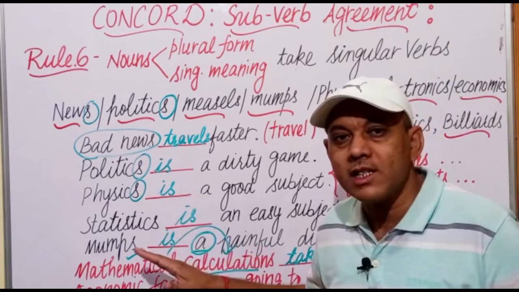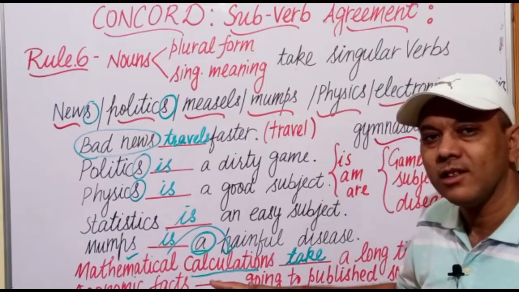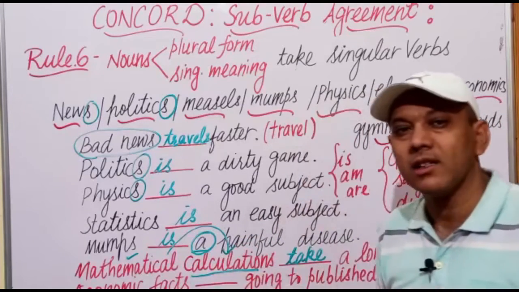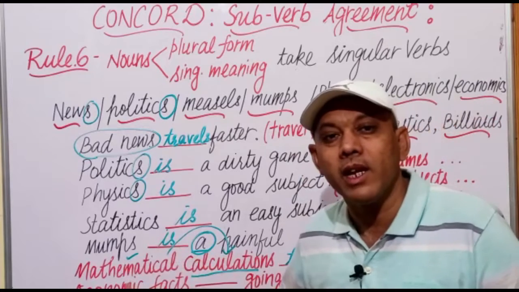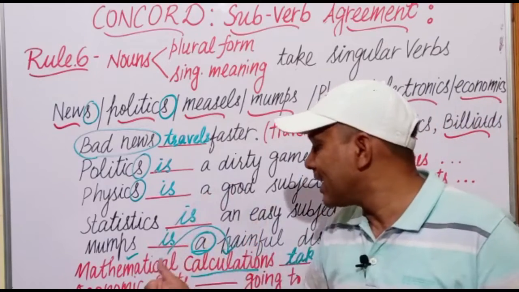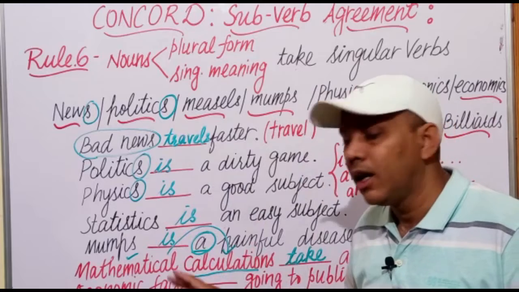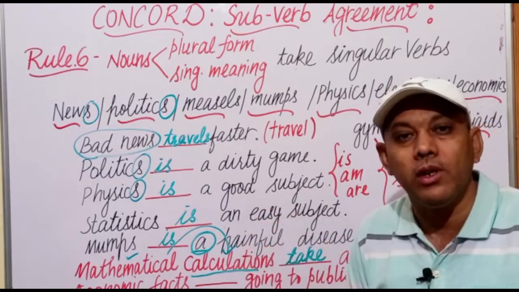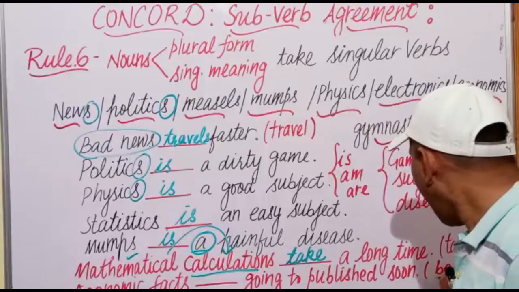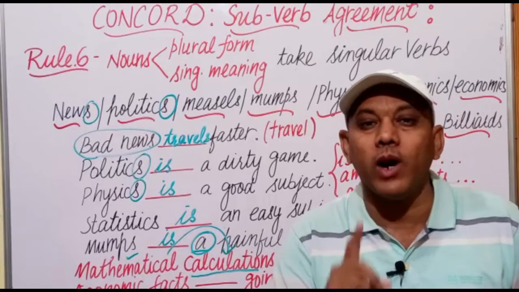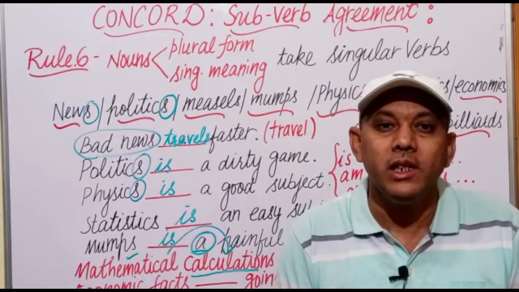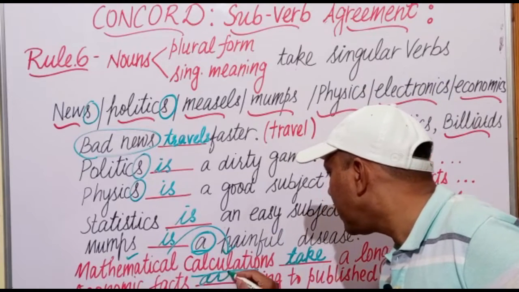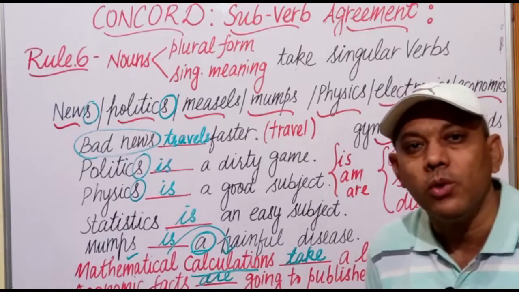Now, one more sentence is there, economic facts. Here facts is the true subject and the word economic is acting as an adjective to the facts. Economic facts dash going to be published soon. Here we have to fill in the correct form of verb be. So, economic facts are going to be published soon.